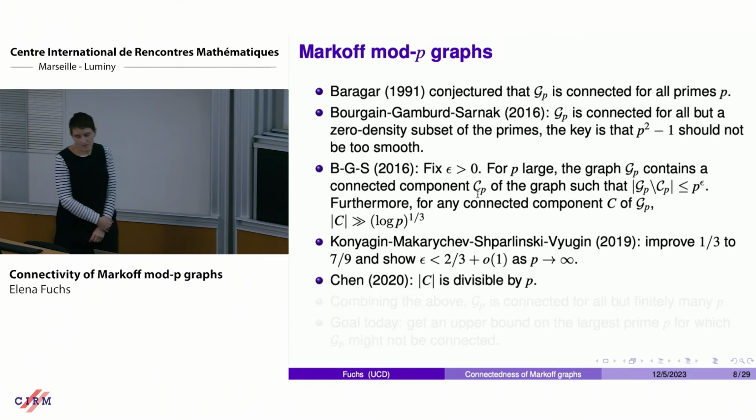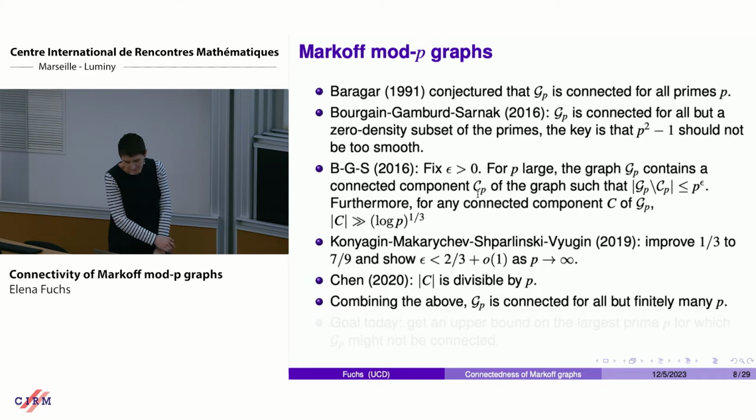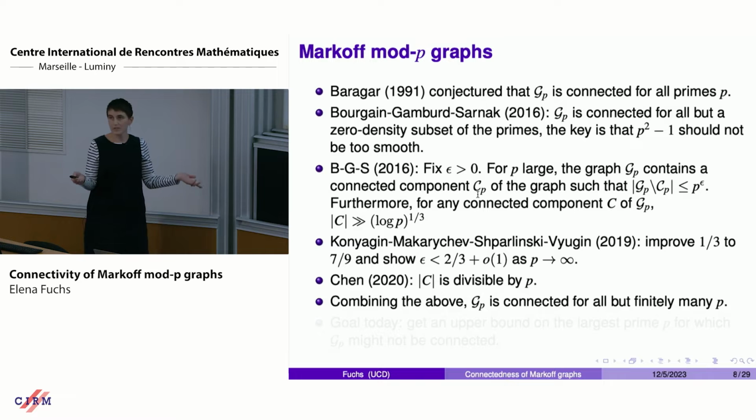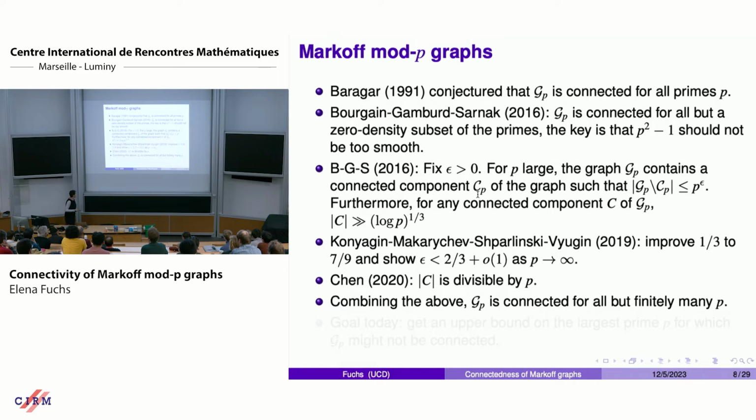Okay. So this result of Chen's you can combine with this statement from Bourgain, Gamburd, and Sarnak about epsilon to show that GP is connected for all but finitely many p. Because take epsilon to be 0.8 or something like that, something less than 1. This shows that for p large enough, GP is going to have this huge connected component and everything else is of size less than p to the 0.8. But if your size is less than p to the 0.8, you're not going to be divisible by p, unless you're size 0. So you can't possibly have anything outside this connected component at that point.